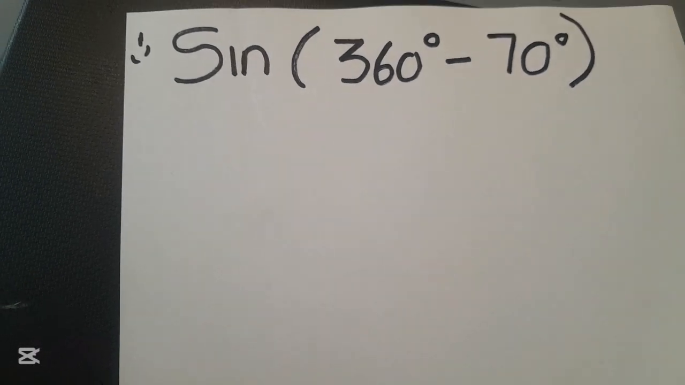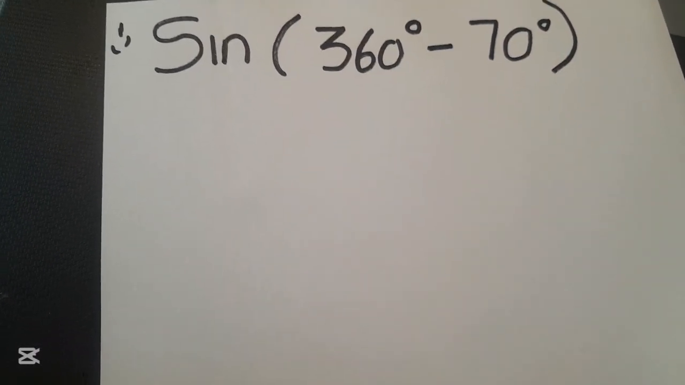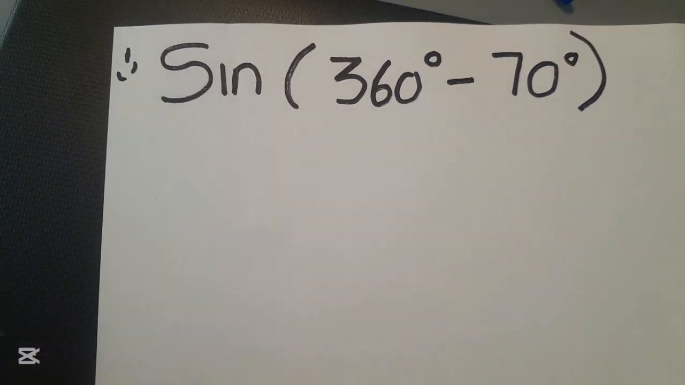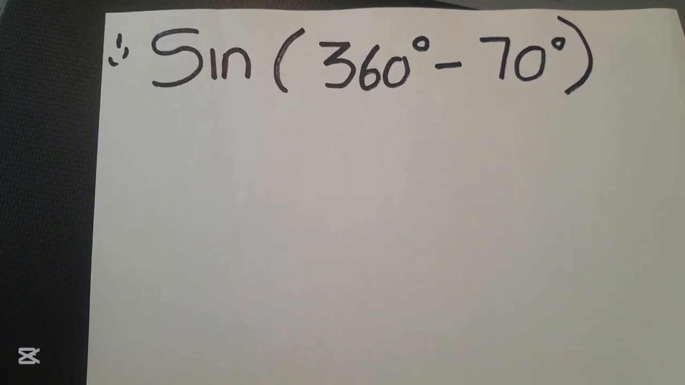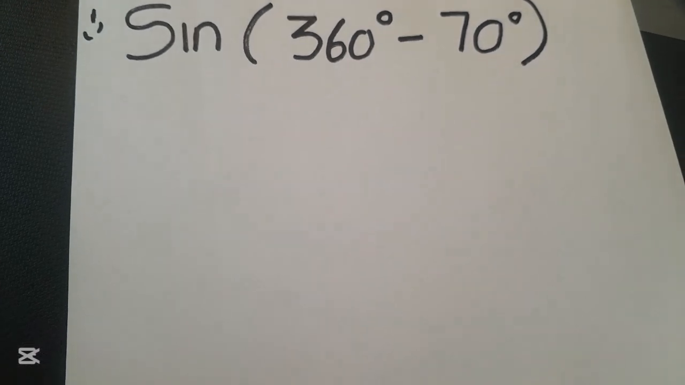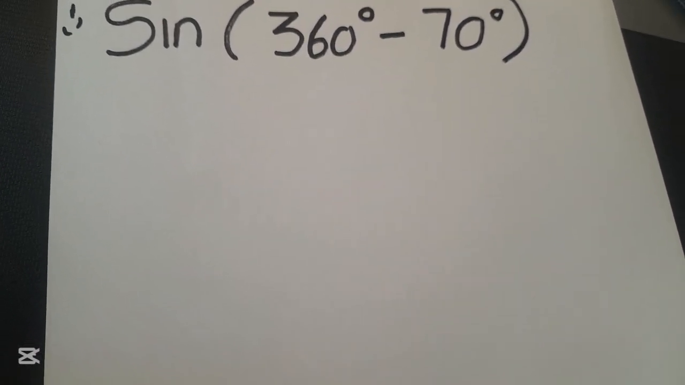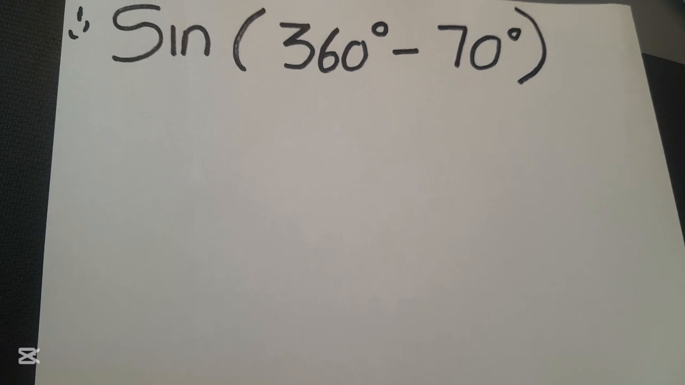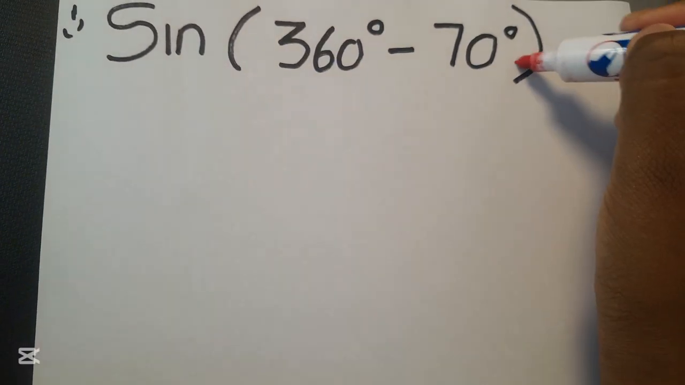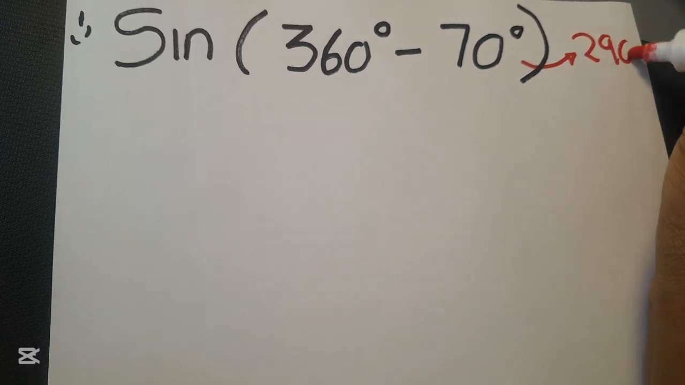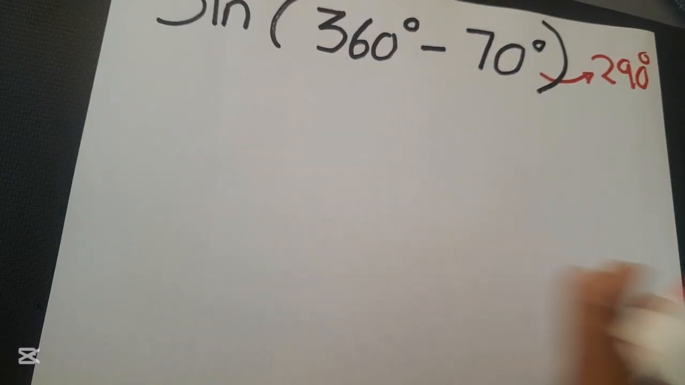Firstly, what you have to do here is press the value that we're given in the bracket, which is 360 degrees minus 70, and when you press it, it gives you 290 degrees.